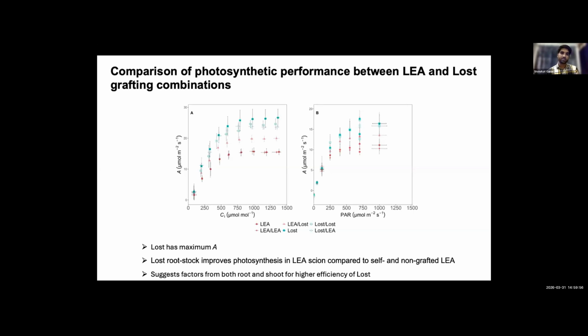And it might suggest that there could be some factors, some hormones, some metabolites, or some mobile RNAs that move from the rootstock of the Lost to the scion of the cultivated species. Not only does it indicate something from the roots of the wild species, but if you see here, the Lost that was grafted on the cultivated species also had a higher photosynthetic efficiency than all the combinations of the Lea that was either grafted on itself or grafted on Lost. So it is a combination of both, where there could be something in the leaf of the wild species and also something in the roots that's imparting this higher photosynthetic trait in the cultivated species.